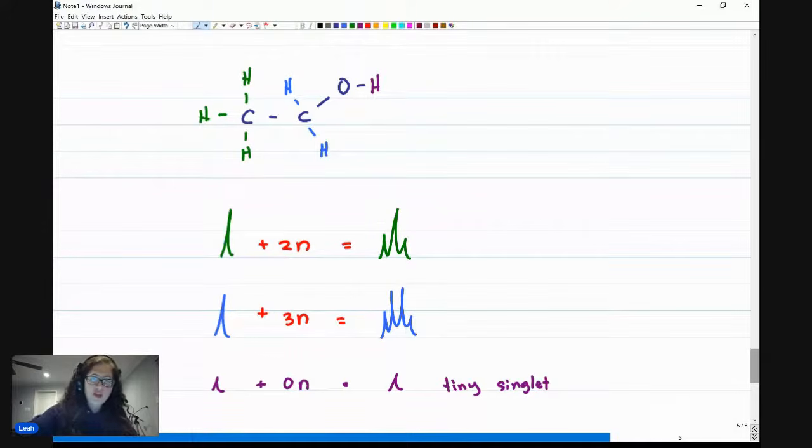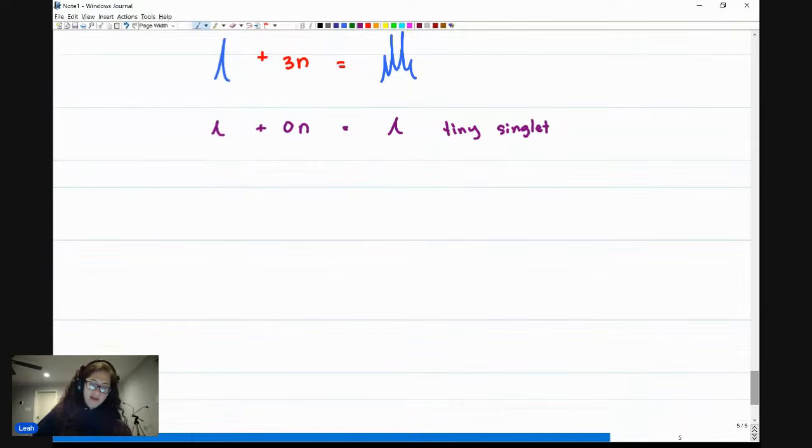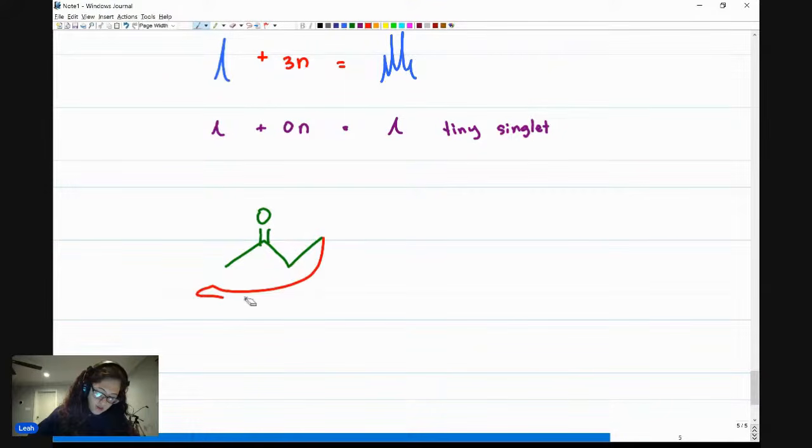All right, let's try another one. So tell me how many hydrogen types you expect to see on this molecule, and then we'll look at what kind of peaks we have for each of them. So how many hydrogen types? Let's start with the carbon on the right and work our way this way.